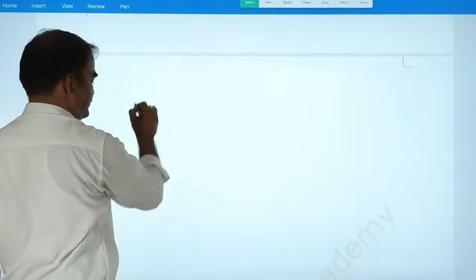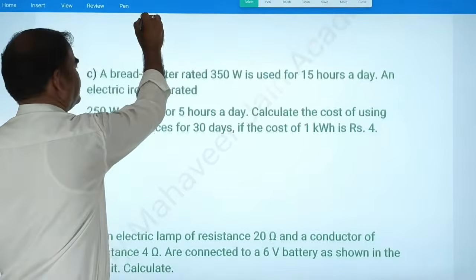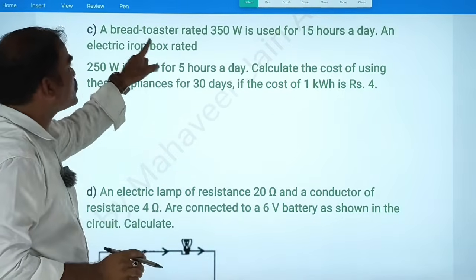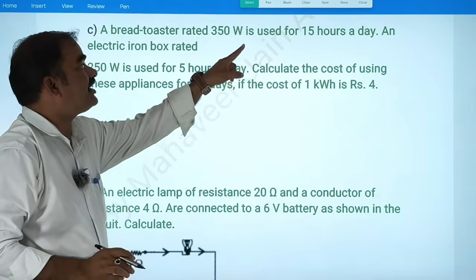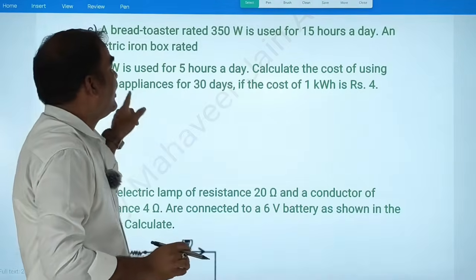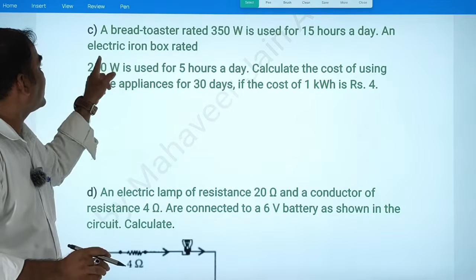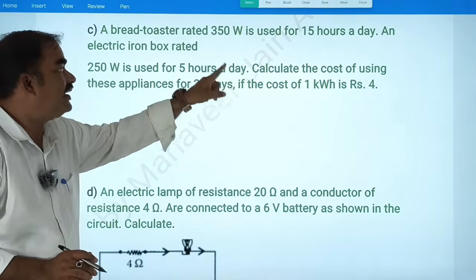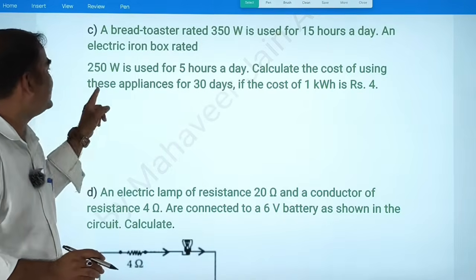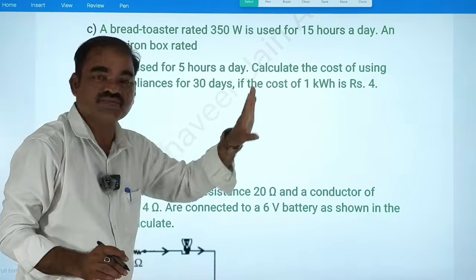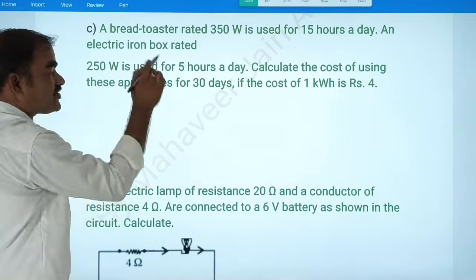Next one we will go there. Okay, another example. A bread toaster rated 350 watts is used for 15 hours a day, and an electric iron box rated 250 watts is used for 5 hours a day. Calculate the cost of using these appliances for 30 days if the cost of 1 kilowatt hour is 4 rupees.